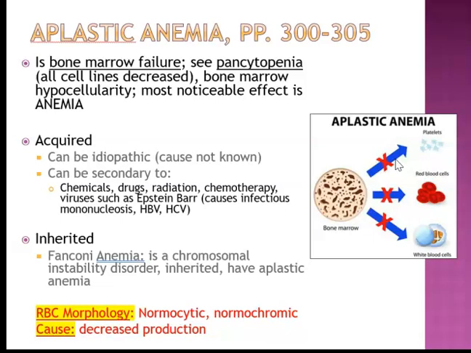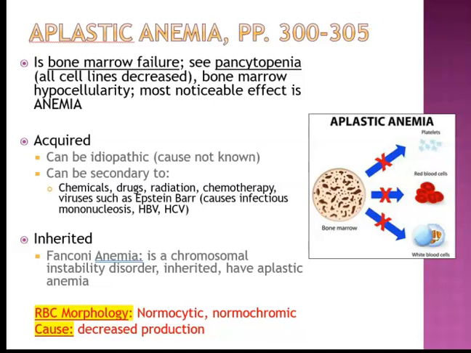Now, there are some different ways that you can acquire aplastic anemia. It can be idiopathic, meaning the cause is unknown, or it can be secondary to chemicals, drugs, radiation, even chemotherapy, or a virus that you've been exposed to, such as Epstein-Barr. Epstein-Barr causes infections like mononucleosis, which is also referred to as mono or the kissing disease, and viruses such as hepatitis B and hepatitis C.